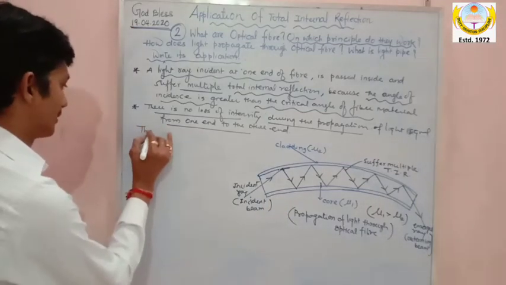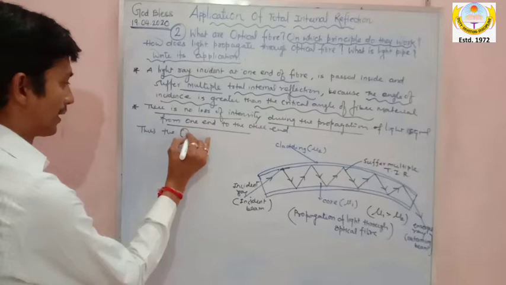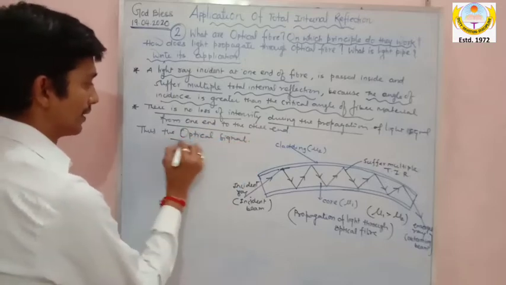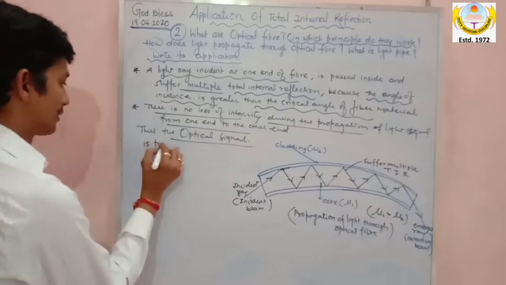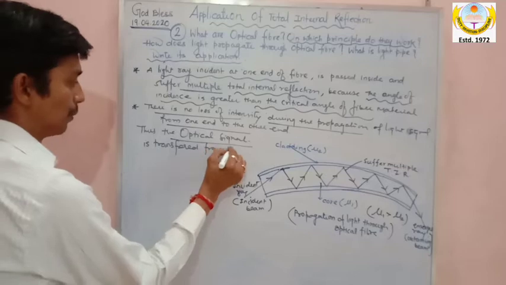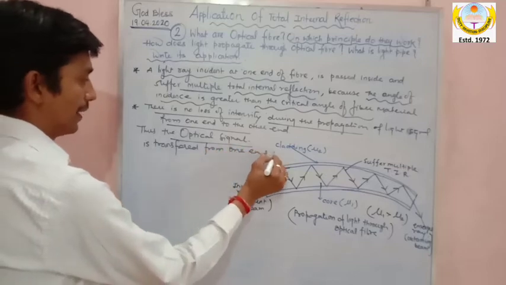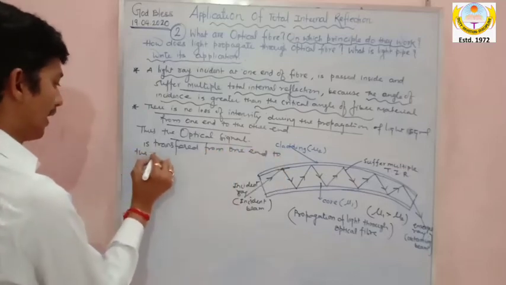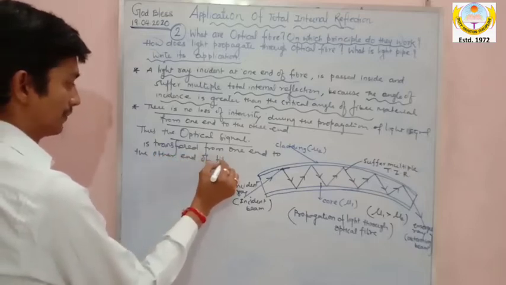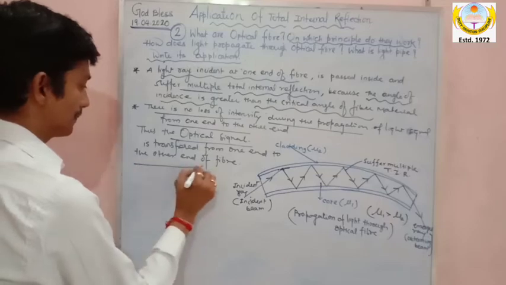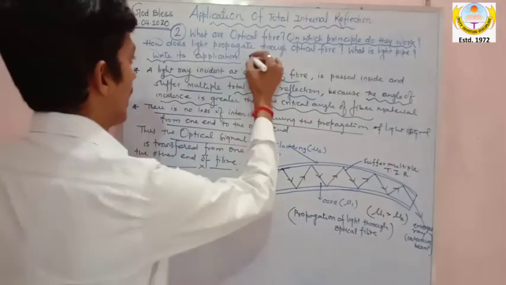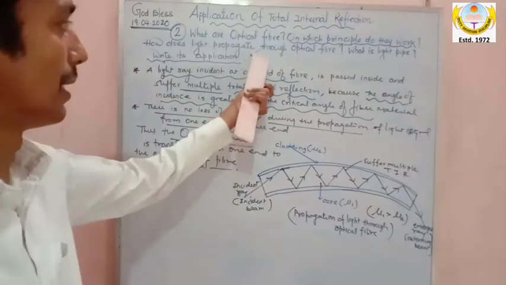Thus, the optical signal is transferred from one end to the other end of fiber. That's all. I hope how does the light propagate through optical fiber is clear.